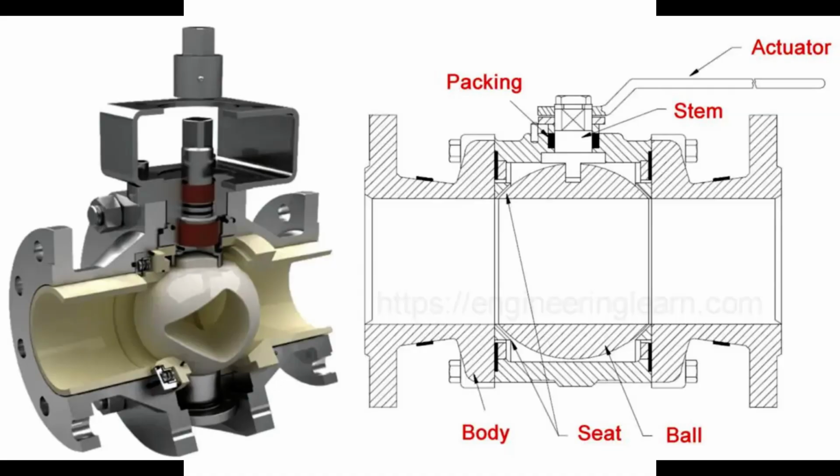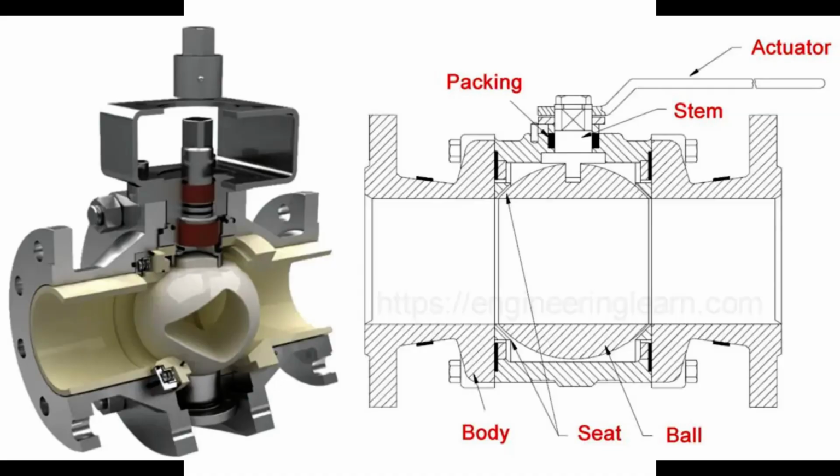The stem connects the ball to the actuator or manual lever. Turning the handle rotates the stem, which rotates the ball inside the body. Around the stem, you'll find packing material, which seals the stem and prevents leakage during operation. The seat is a soft or metal ring placed on both sides of the ball. It provides a tight seal when the valve is closed, ensuring zero leakage. The body of the valve holds all these components together and is usually made of stainless steel, carbon steel, or other alloys, depending on the service conditions.